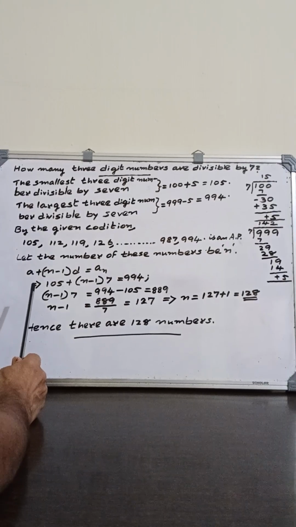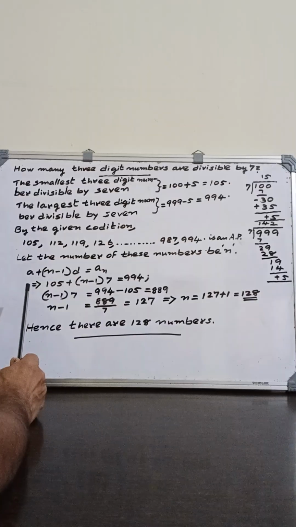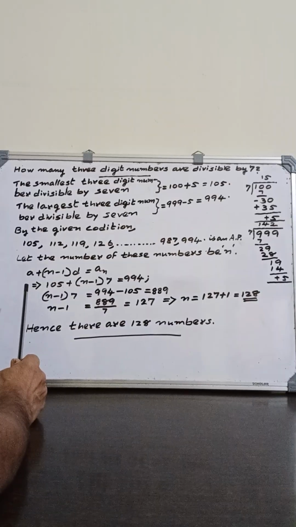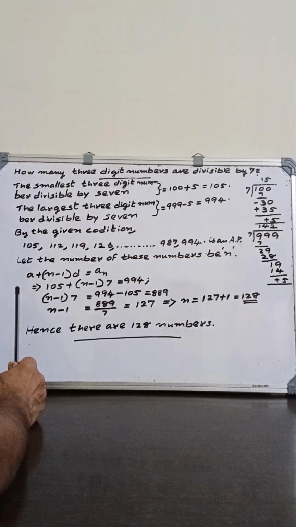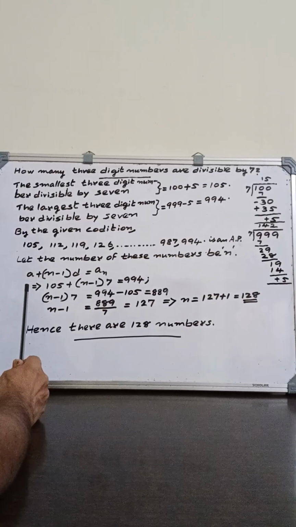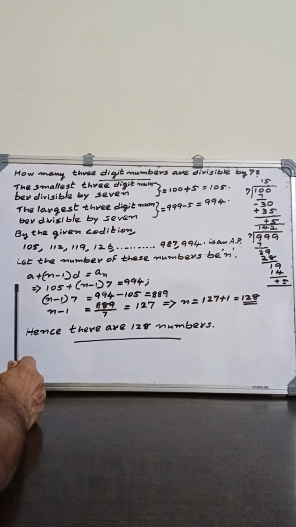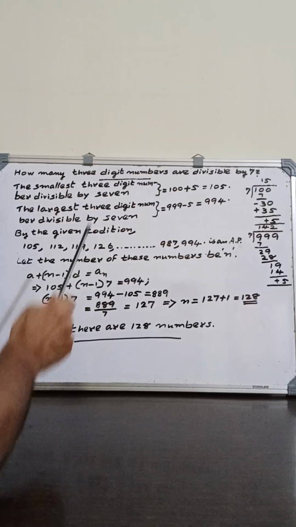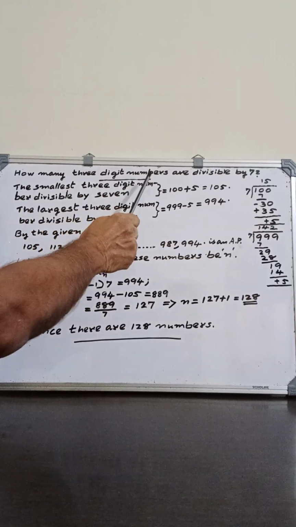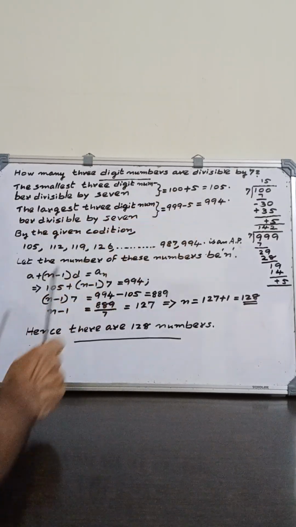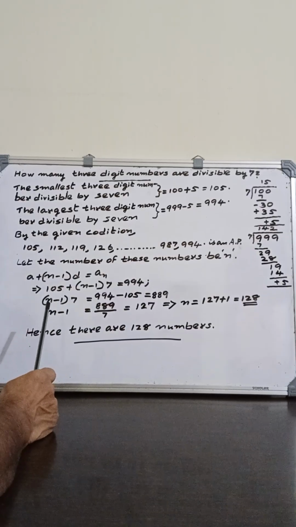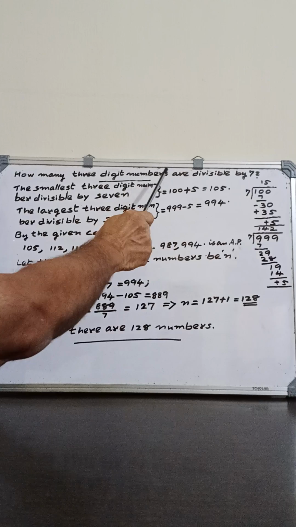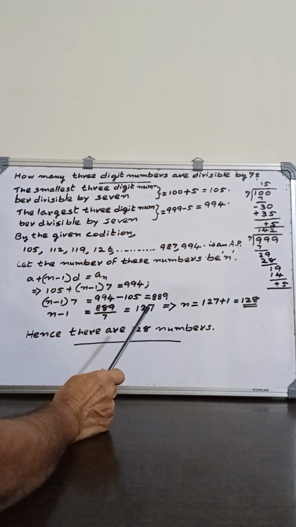Today we are discussing the 10th standard mathematics topic, arithmetic progression. An application question related to arithmetic progression is here. How many three-digit numbers are divisible by 7? That is the question here. How many three-digit numbers are divisible by 7?